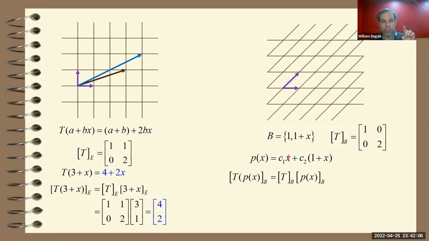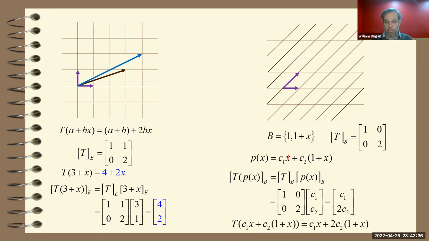So the image of the transformation applied to this polynomial, if I want to know its coordinates relative to B, I find the matrix of T relative to B, and I multiply it by the coordinates of the vector relative to B. That is literally doing that multiplication. So the coordinates of the mapping are C1 and 2 times C2. So the mapping T applied to this polynomial has to be given by a linear combination described by those scalars.